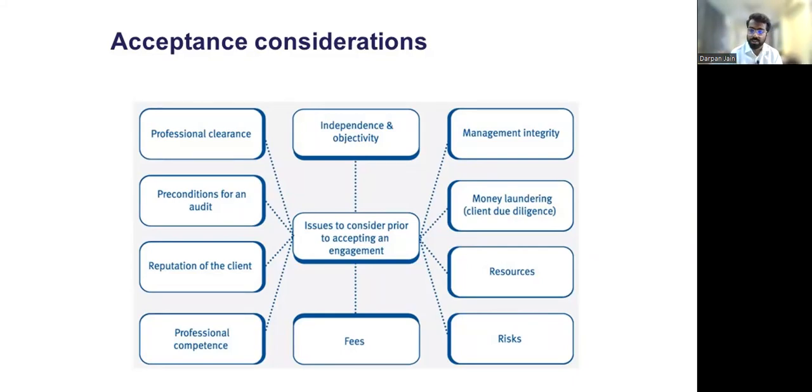First one, professional clearance. What do you mean by professional clearance? It means nothing but to go and speak to the previous auditor. The previous auditor who was the auditor before you, right? Last year, there might be some other auditor before you. So go and speak to that previous auditor and get to know more information from him. About what? About integrity of the client.